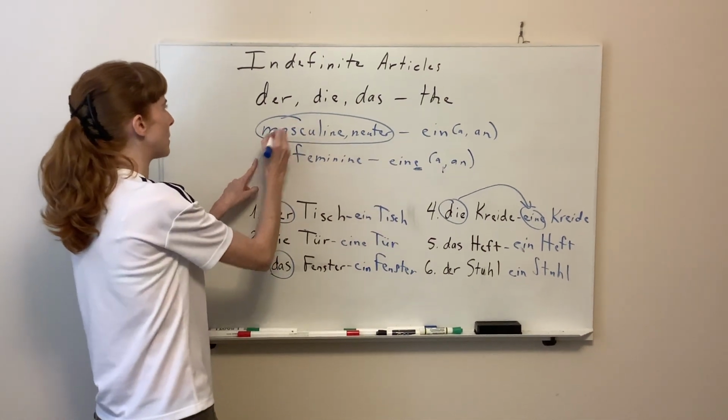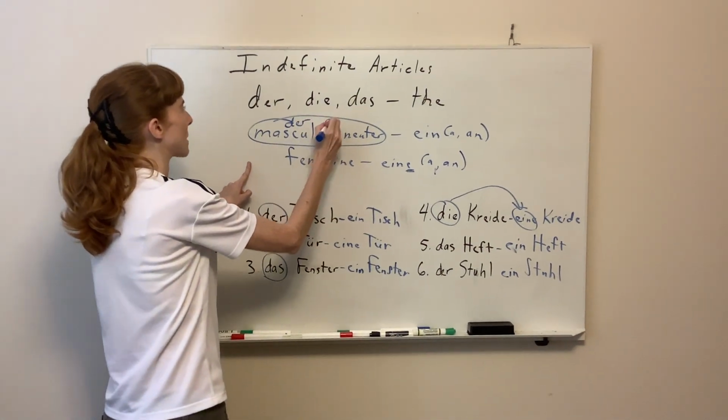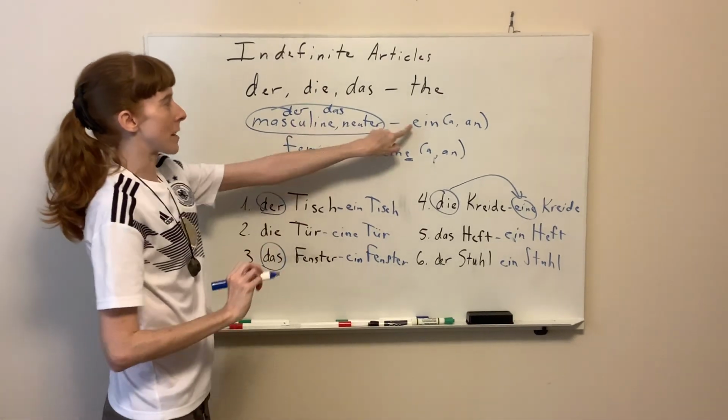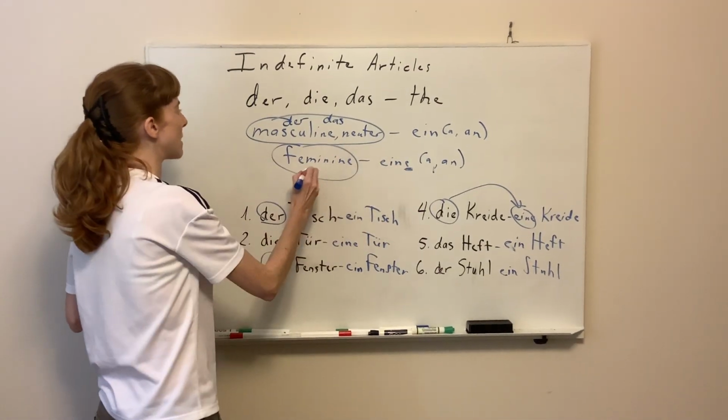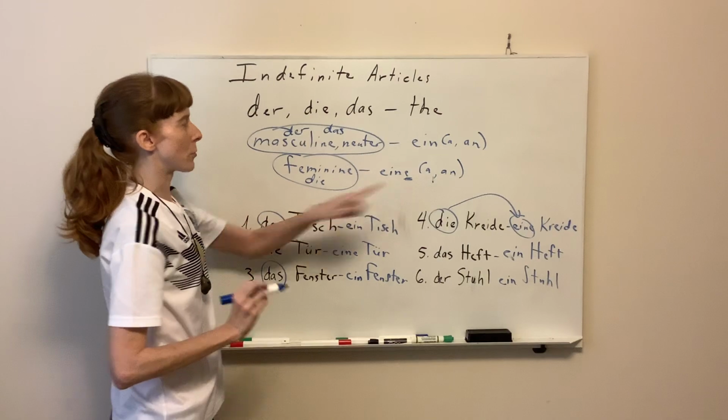So the moral of this lesson is if you have something that's masculine and neuter, in other words, if you have der or das, you will replace that with ein. If you have die, you will replace it with eine.